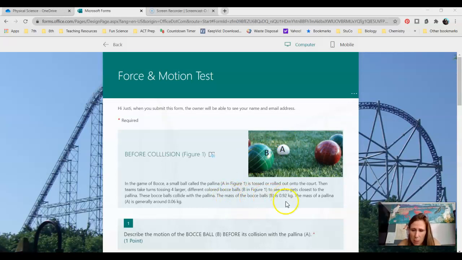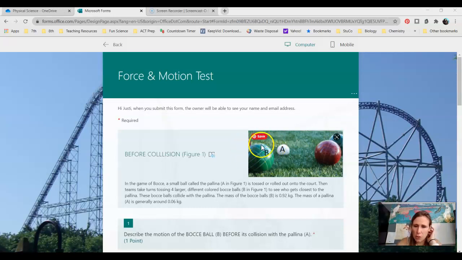The mass of the bocce ball is 0.92 kilograms, which, if you have ever played bocce ball, feels kind of heavy. But the mass of the pallina is generally around 0.06 kilograms, so significantly lighter. I would say a pallina feels more like a golf ball, and the bocce ball is not quite as heavy as a shot put, but it's getting up there.